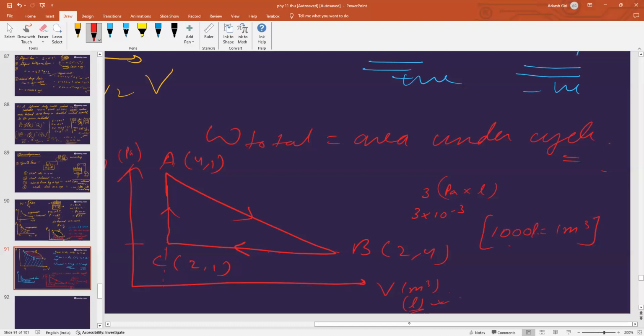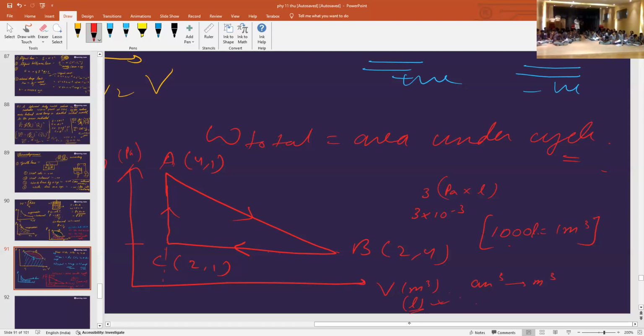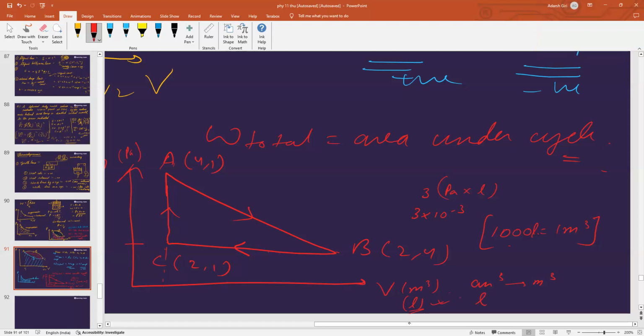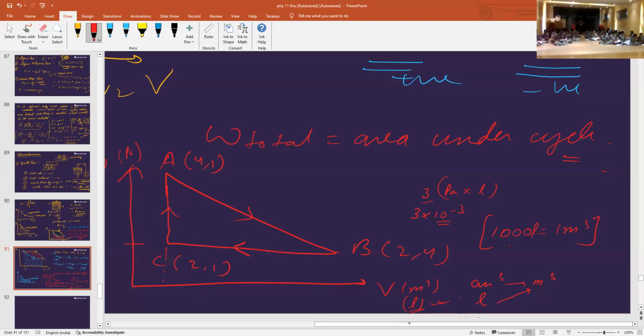What am I saying? For example, if it was centimeter cube, you would have converted into meter cube. Similarly, sometimes the volume is given in liters, so you also have to convert it into meter cube. And that's what I'm saying, that if this is meter cube, 3 joules is correct. And if this is in liters, you have to multiply it with 10 to the power minus 3. That's it. Understood?